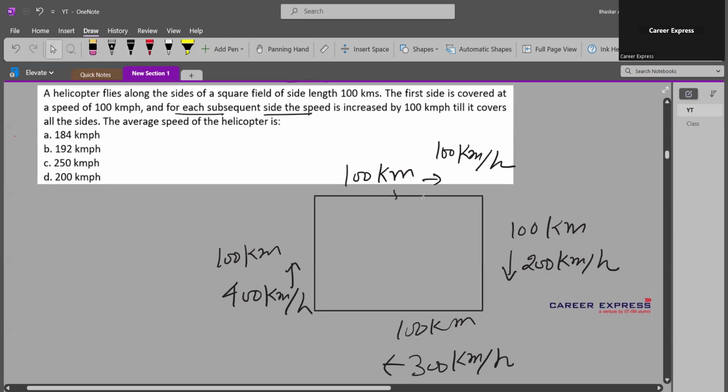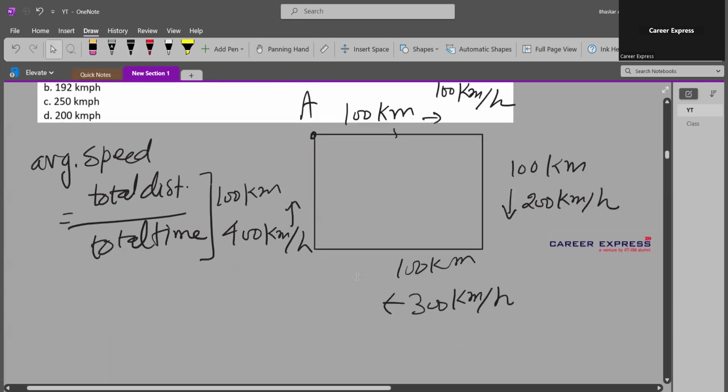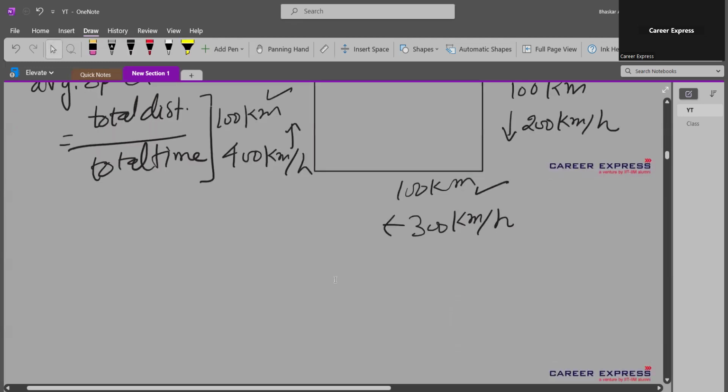Now we need to find the average speed of the helicopter for this entire journey from point A to A. So we know the average speed. The basic formula for average speed is total distance covered upon total time taken. So this is the basic formula for average speed. So we will use that only. So the total distance covered is very simple to calculate, 100 kilometers on four sides of the square. So that is 400 kilometers.